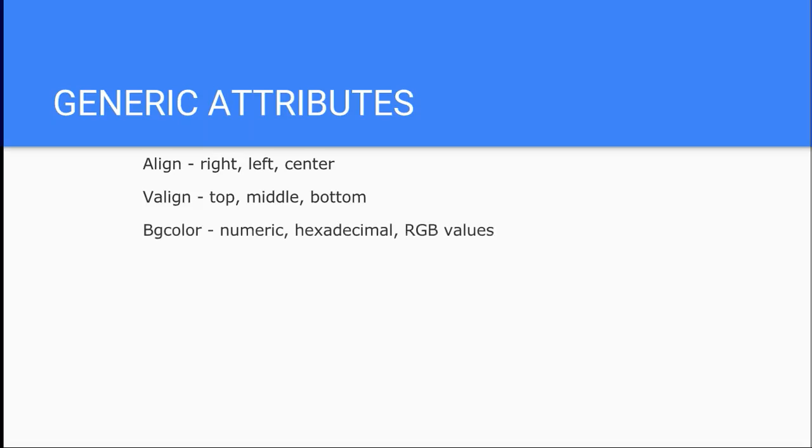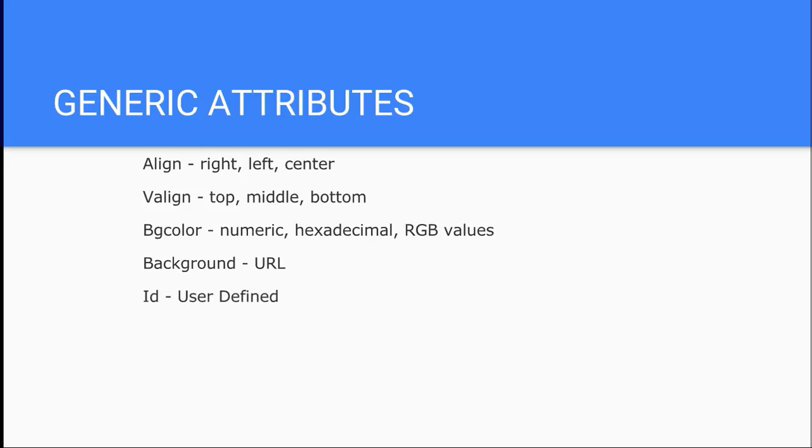And the next one is bgcolor. This attribute places a background color behind an element. There are three ways to give a color in HTML: numeric, hexadecimal, and RGB values. We are going to know about this soon when we deal with colors. And the next one is background URL. It places a background image behind an element. We're going to see this soon too.